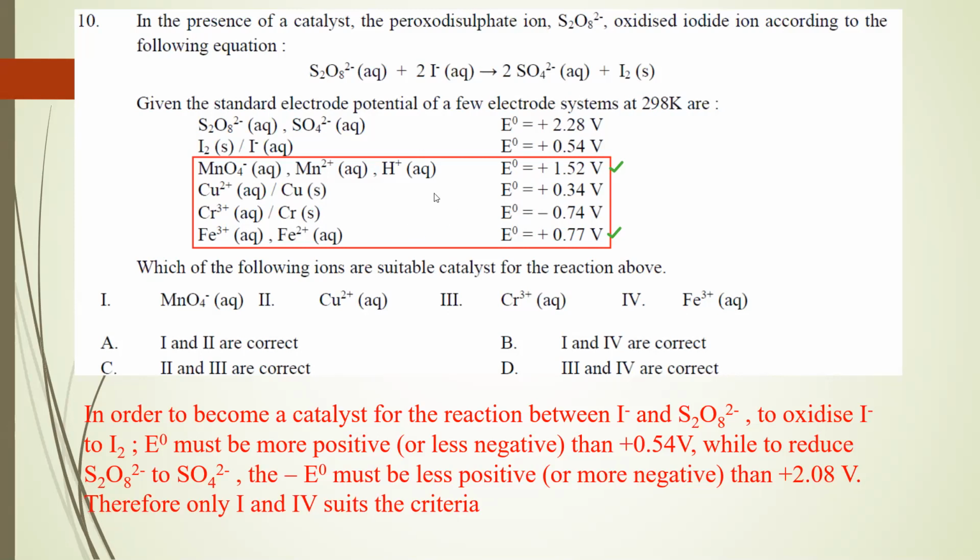Okay, and then finally for S2O8 2 minus to become SO4, any value lesser than 2.28 is accepted. So it seems that all of them are lesser than 2.28. So the best answer in here is 1 and also 4. Okay, 1 and 4, MnO4 minus and Fe3 plus. So the best answer in here is B. Okay, so that is what's going on in here.